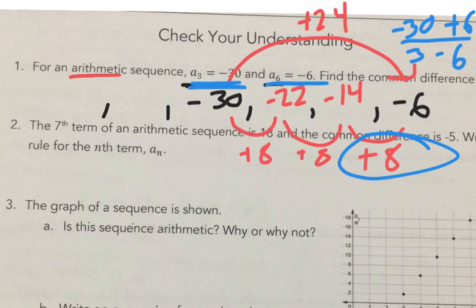2. The seventh term of an arithmetic sequence is 18. And the common difference is negative 5. Write a rule for the nth term.